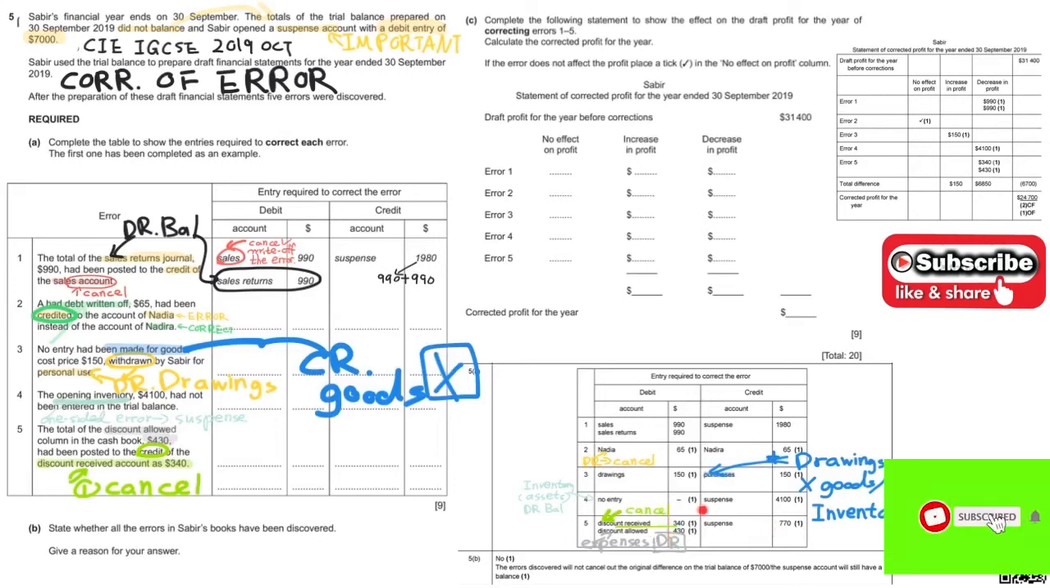So that's not the end of part A, because you can check the answer by taking a look at the suspense. Or I would like to move on to part B. They talk about whether the errors have been discovered. So for part B, you can draw up, I would say, a T account.